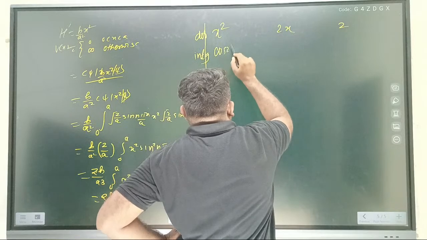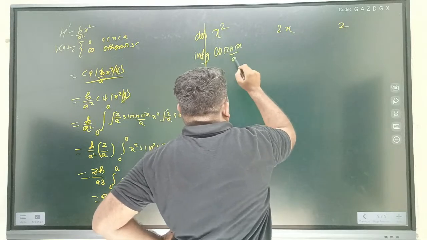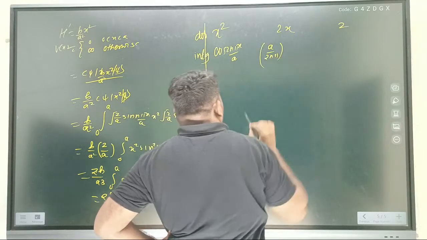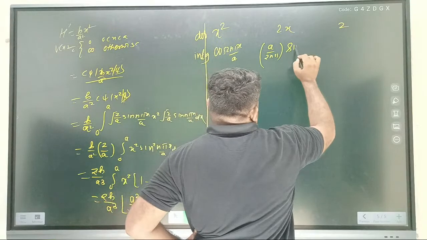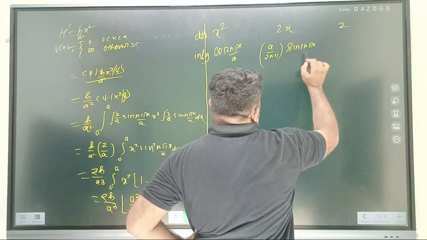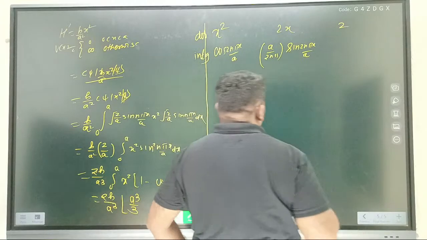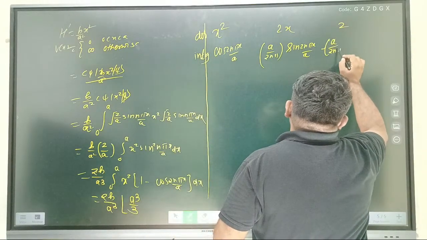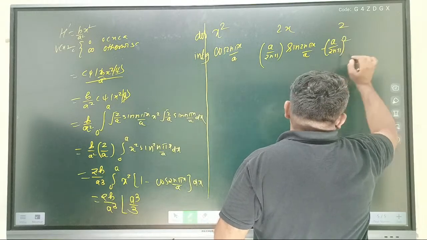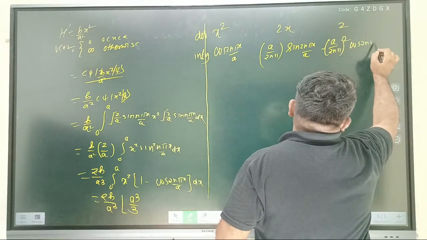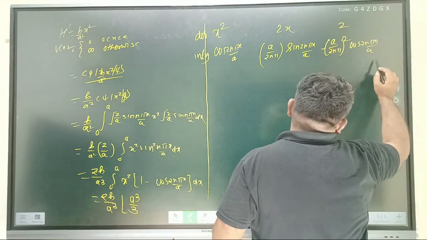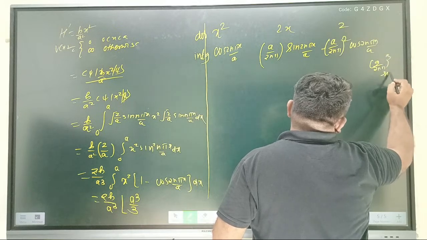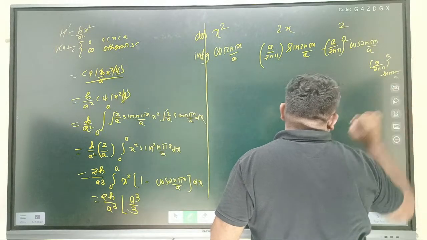So what is the second part? cos(2nπx/a). OK, what is the first integration? a/2nπ sin(2nπx/a). Clear? What is the second integration? The second integration is minus (a/2nπ)² cos(2nπx/a). And what is the third integration? (a/2nπ)³ sin(2nπx/a). Clear?